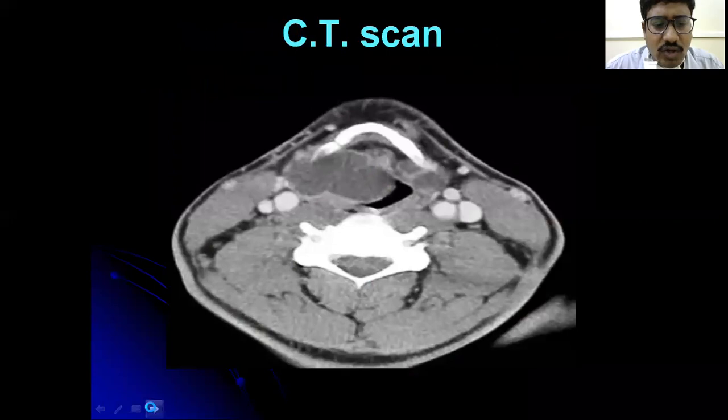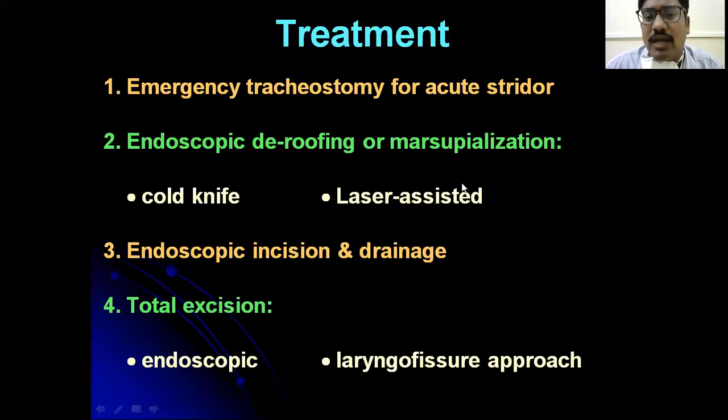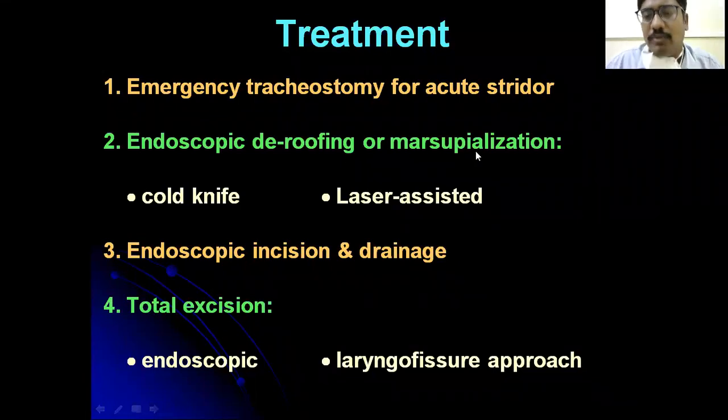So the treatment of choice: if there is stridor, we do a tracheostomy, and after doing the tracheostomy, by using the endoscope, we do deroofing of the cyst, or we can do marsupialization. What is marsupialization? Removing the excess tissue and approximation of the remnant epithelial tissue is called marsupialization. So we'll do endoscopic deroofing or marsupialization.